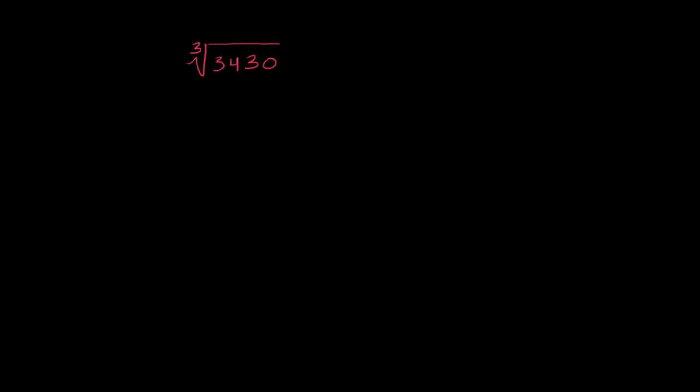So 3,430, it's clearly divisible by 5 and 2, or it's divisible by 10. So let's do that. So first we can divide it by 2. It's 2 times, let's see, 3,430 divided by 2 is 1,715. Then we can divide it by 5 as well. We can factor 1,715 into 5 and, let me do a little bit of long division on the side here.